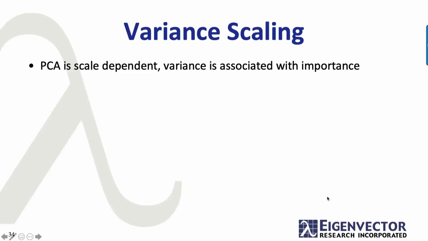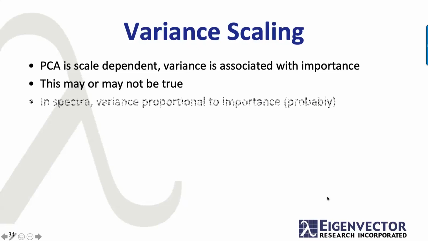PCA is scale dependent. Variation is associated with importance. This may or may not be true. In the system that we're looking at, it probably is, because really it's the features that are changing the most, that have the most variation here, that are really where the chemistry is going on in this little example data set. Those are really related to the changes in glucose concentration. So for us, variance probably is associated with importance.